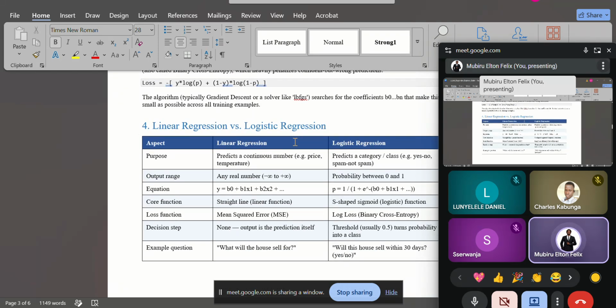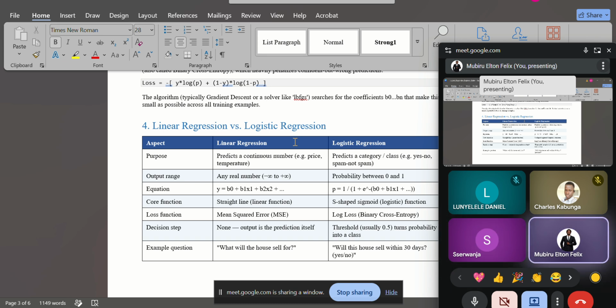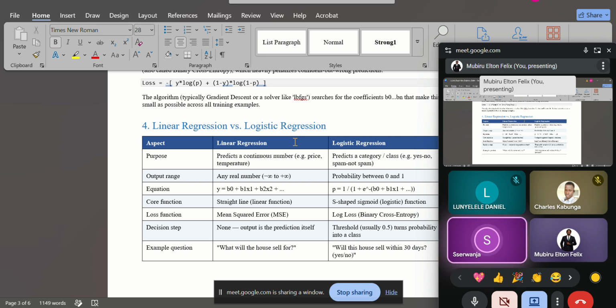So you might be wondering now, what are the differences between linear regression and logistic regression? Linear regression predicts a continuous number. Like I said, if you're predicting the price of houses, it can be 1 million Uganda shillings, it can be 5 million, it can be 5,550,000. So it's a continuous number like price. It can also be temperature.